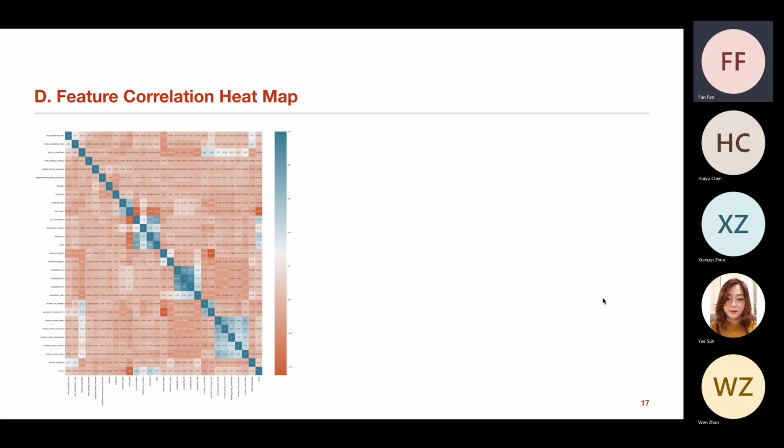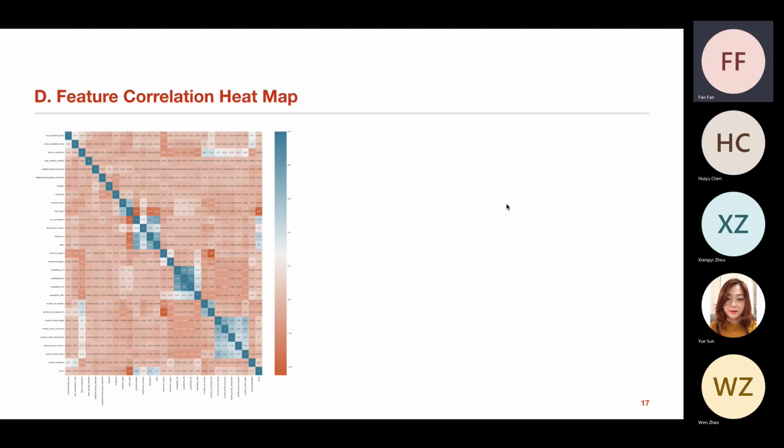And the next part, I'm going to introduce the feature correlation heat map. Before we start to apply any models, we want to understand the correlation level between the features and have an overview of whether we are selecting a good group of features. We created this feature correlation heat map using the Kendall method. According to the result, all the green-blue cubes are features with positive correlations, and the red-orange ones show negative correlations. The darker the color is, the more significant the correlation is, and vice versa.